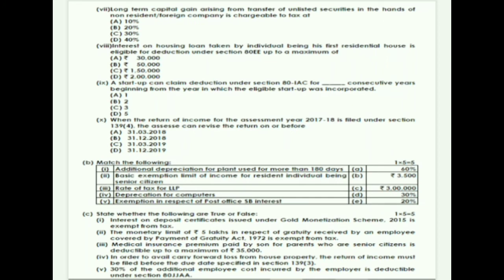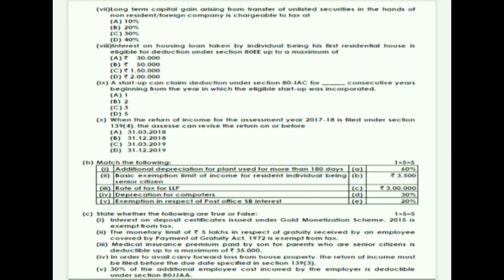Now next is medical insurance premium paid by the son for parents or senior citizens is deductible up to a maximum of 35,000. The option is wrong here, because if a spouse is a senior citizen, 60 years or above, then the limit goes up to 30,000, not 35,000. While in case of your own, you are allowed to claim a deduction of 25,000 as a budgetary year medical insurance.